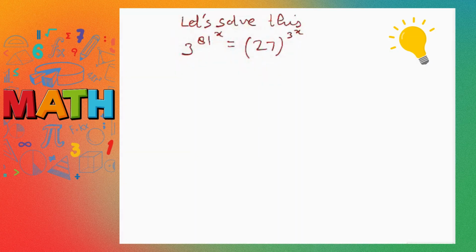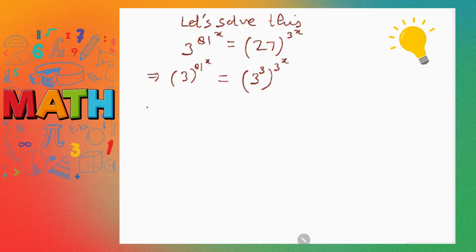Okay, let's solve this. So how to write this? 3^81 to the power x is equal to... we have to convert this 27 also in base 3. So we can write this 27 as 3 to the power x.